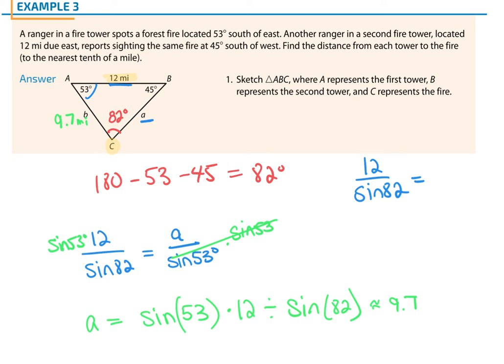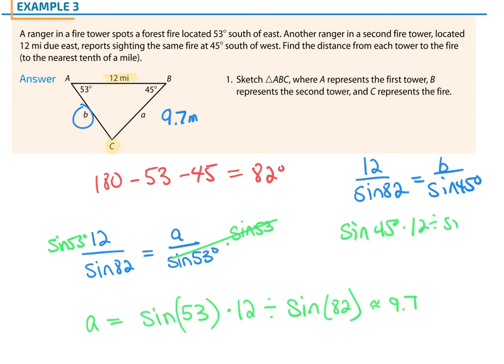Oh, and I wrote it on the wrong side, by the way. Do the same thing for side B. All right, we actually solved for A. This helps to write it in the right place. So this is 9.7 miles. All right. So if we're solving for how far away he is now, we're going to say B, which we don't know, over sine of 45. And we're going to do the same thing. Multiply by the 45. Sine of 45 degrees times 12 divided by sine of 82. And we should get approximately 8.6.